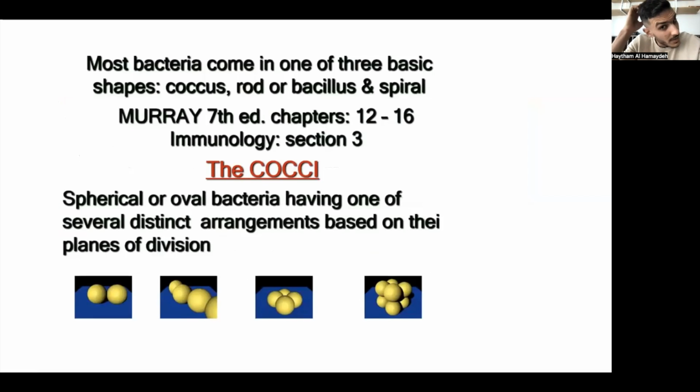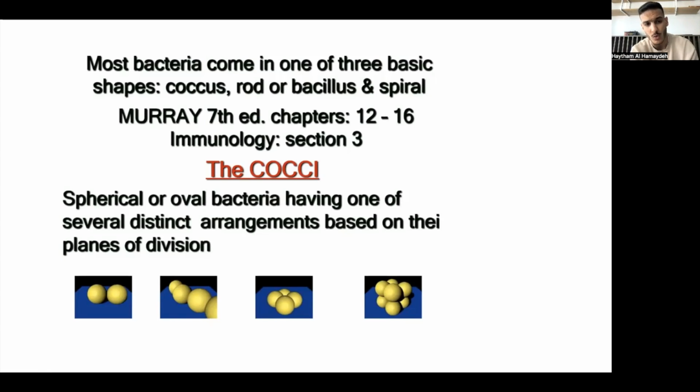She began by saying most bacteria have different shapes: coccus, rod or bacillus, and spiral. These stand for different shapes of the bacteria and how they live. This presentation, she said, corresponds to chapters 12 to 16. So the first thing she dived into, which is the first shape of how a bacteria can exist, the cocci.